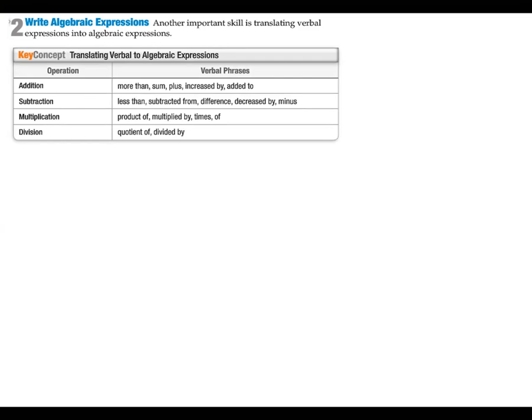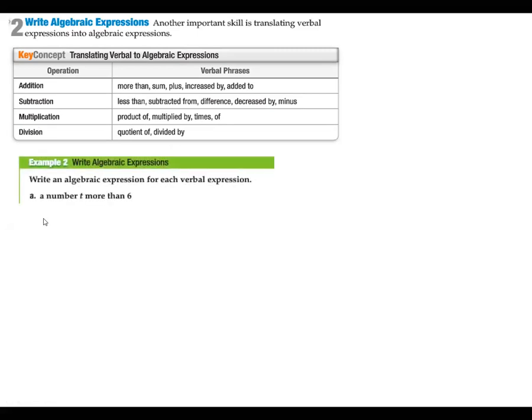If you have the words more than, some, plus, increased by, or added to, those are verbal phrases that indicate you're going to be doing addition. If you have less than, subtracted from, difference, decreased by, or minus, those indicate subtraction. Now, these aren't all the words that indicate addition, subtraction, multiplication, or division, but they're some of the more common ones, okay? And if you're not sure, look at the whole context of the sentence, and sometimes that helps in determining what the words mean. So product of, multiplied by, times, or of mean to multiply. Quotient of or divided by indicates division.